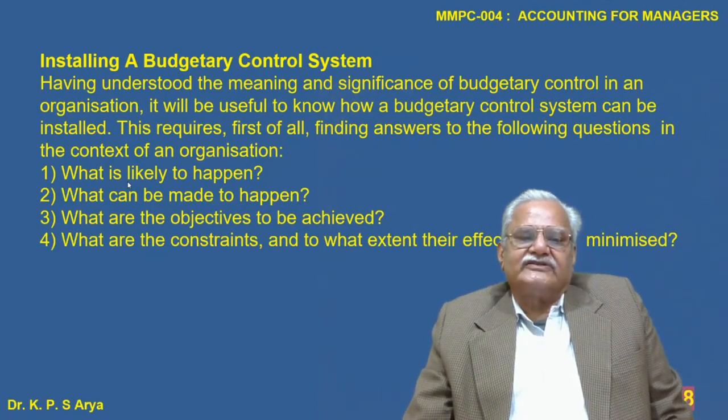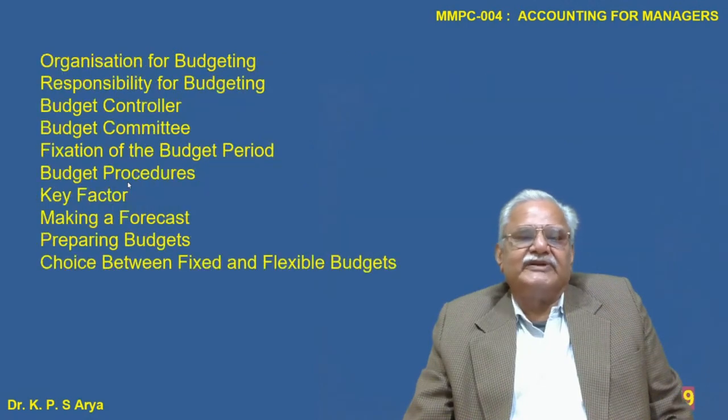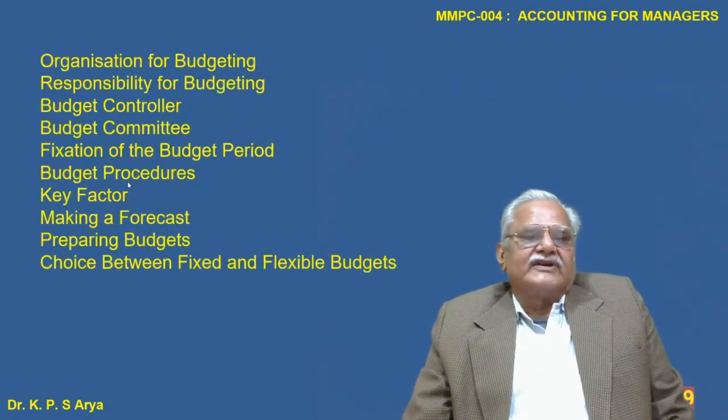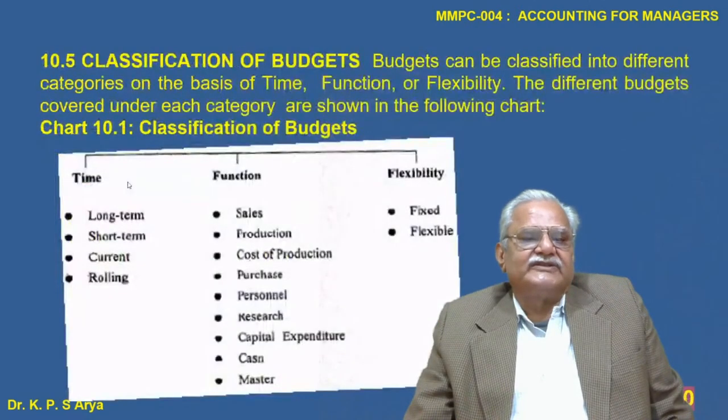This requires first of all finding answers to the following questions. What is likely to happen, what can be made to happen, what are the objectives to be achieved, what are the constraints, and to what extent can their effects be minimized? Organization for budgeting, responsibility of budgeting, budget control or budget committee, fixation of the budget period, budget procedure, key factor, marketing, making a forecast, preparing budgets, choice between fixed and flexible budgets.